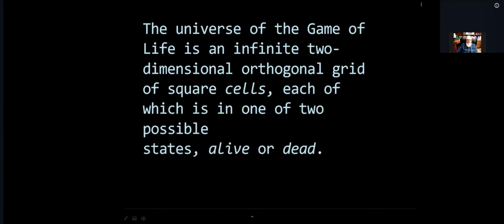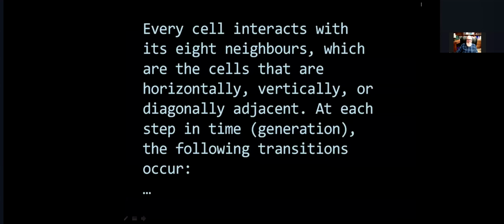The game of life is an infinite two-dimensional orthogonal grid of square cells, each with one of two possible states, alive or dead. That's the reason it's called the game of life. Here we have the case where it has eight neighbors totally. A square is surrounded by eight neighbors, and they are horizontally, vertically, or diagonally. At each step in time generation, the following transitions occur, and we're going to see a repeat of the four rules that I gave you initially.